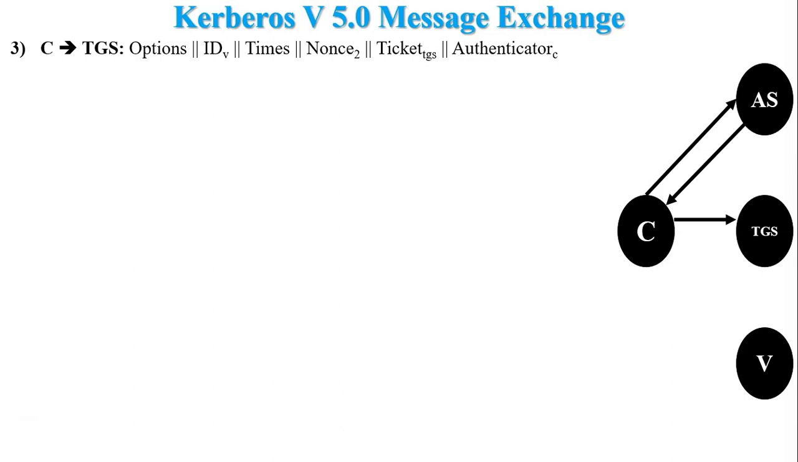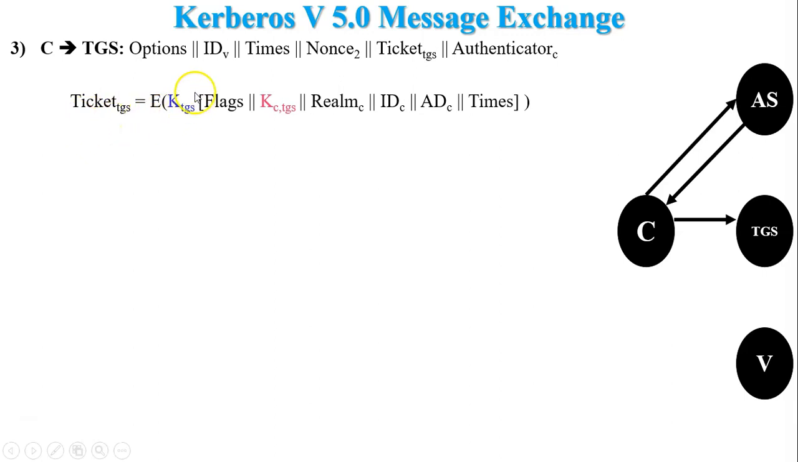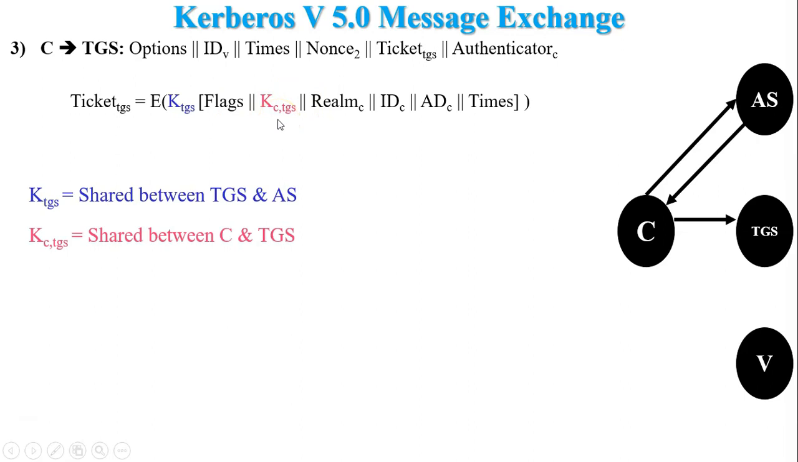Another field of the request message is ticket TGS. Here ticket TGS is encrypted using the KTGS key. KTGS is shared between the authentication server and the ticket granting server. So the ticket granting server will decrypt that ticket and get the session key between the client and the ticket granting server, which is KCTGS. It is shared between the client and the ticket granting server. And the remaining fields of the ticket are stored in the ticket granting server.